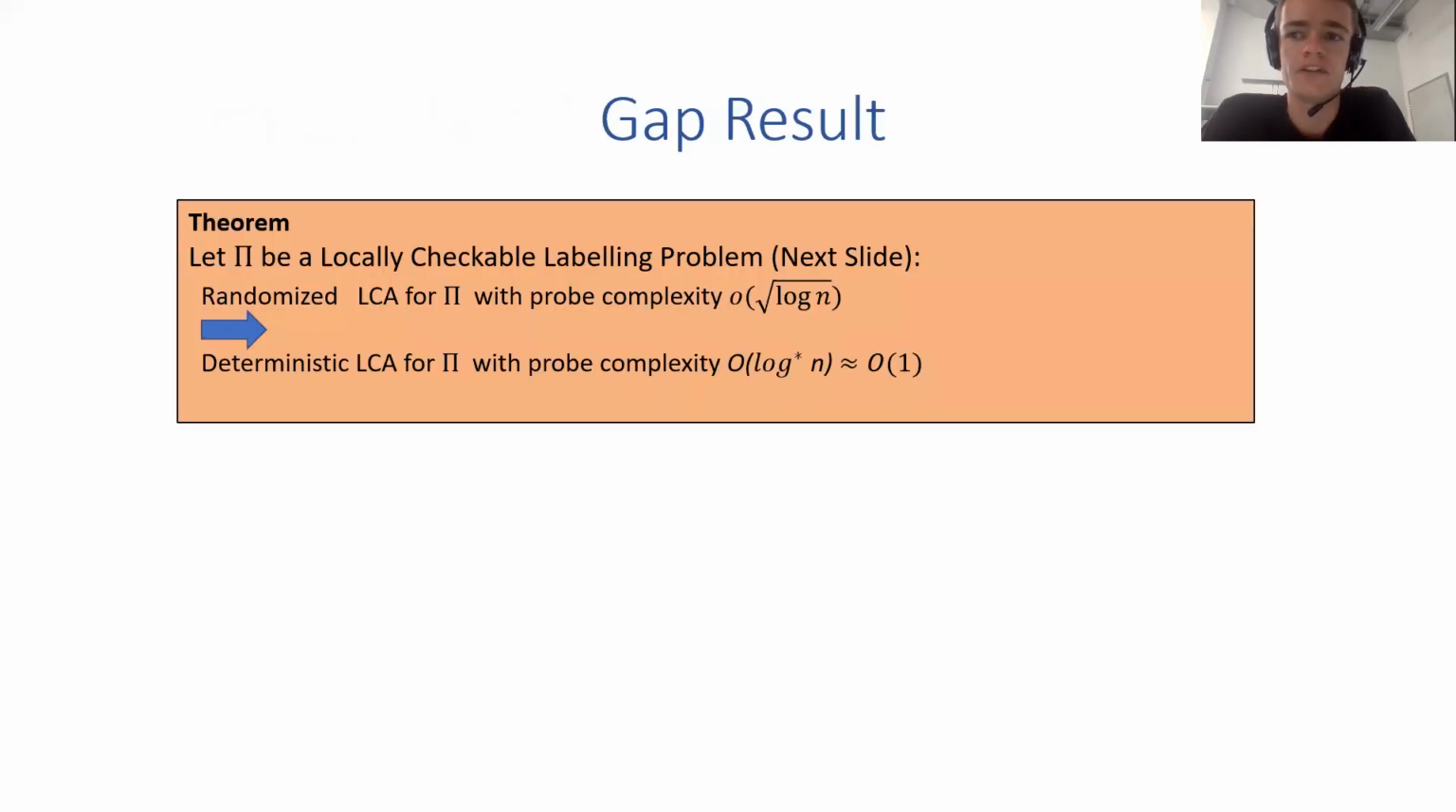Okay, so the result that I want to prove today is the following. Let Π be a locally checkable labeling problem. This is a large class of problems, which I'm going to talk about in the next slide. Then if there exists a randomized LCA for this problem Π with a probe complexity of little o of square root log n, then there in fact also exists a deterministic LCA for Π with a much faster probe complexity of order log star of n, which one can think of as just being order 1.